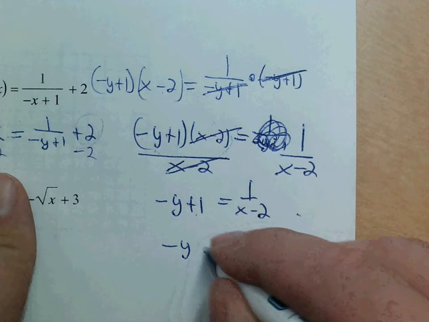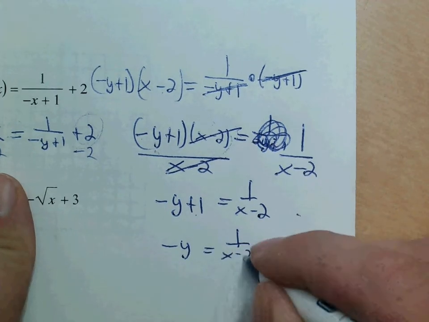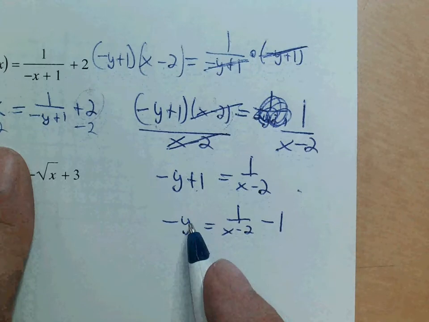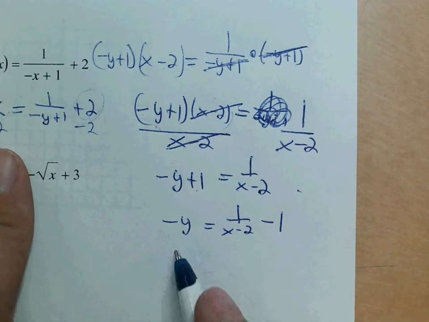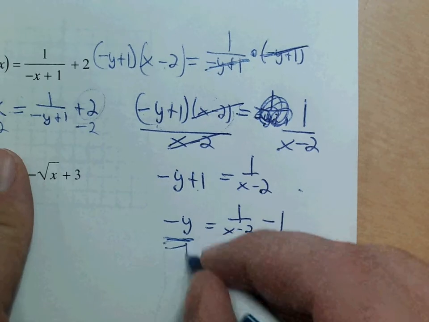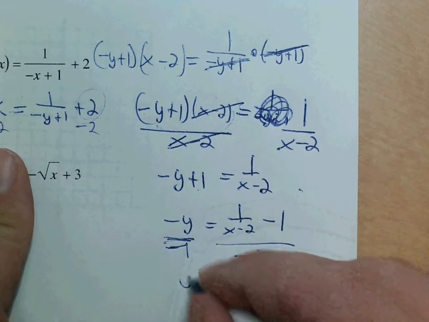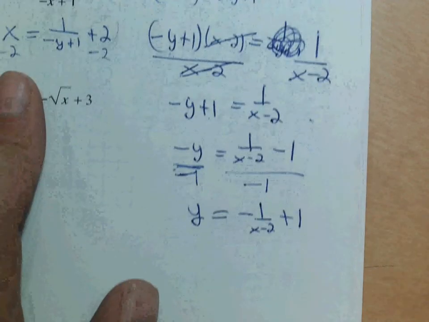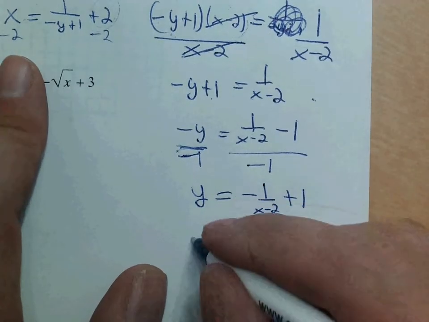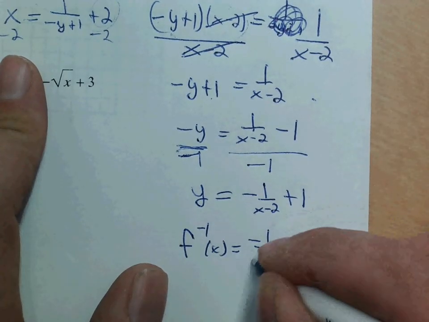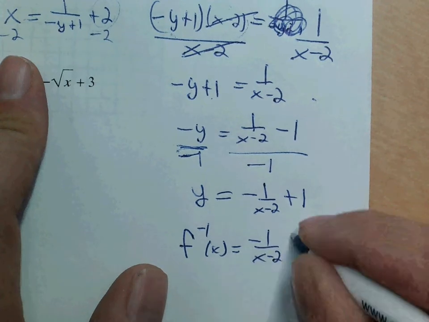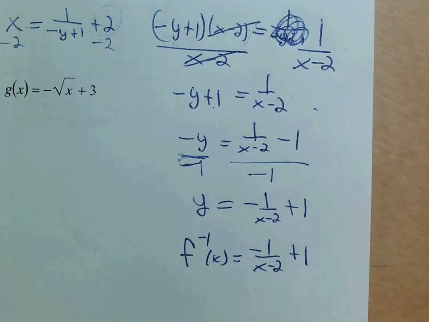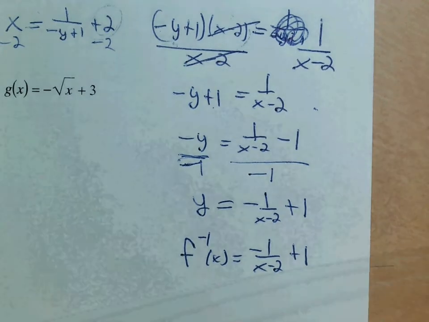We can subtract 1, so we get 1 over x minus 2 minus 1. And the last step is to get rid of a negative y, we need to divide by negative 1. And dividing by negative 1, all it does is switches all the signs. So negative y becomes positive y, this becomes negative 1 over x minus 2, and this becomes positive 1. Again, I'm going to rewrite it as f inverse of x equals negative 1 over x minus 2 plus 1, because it started with f of x equals.